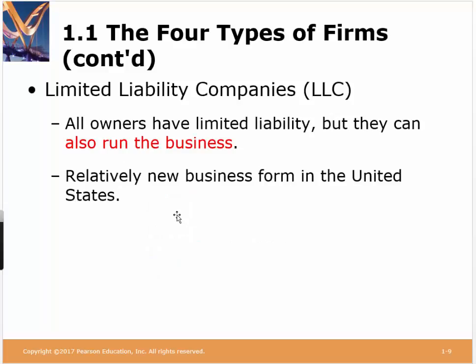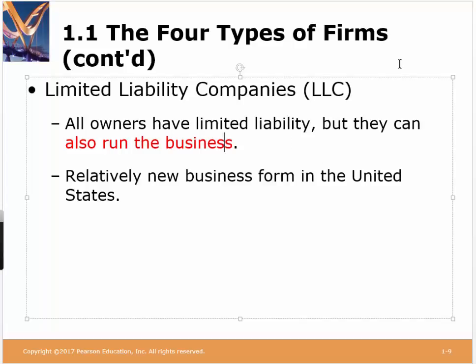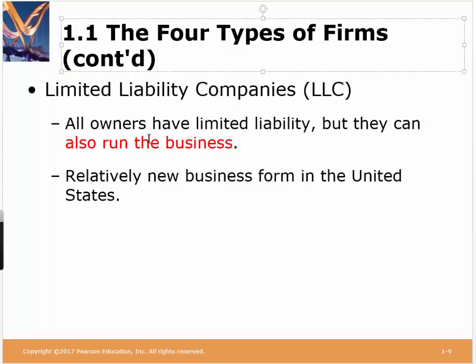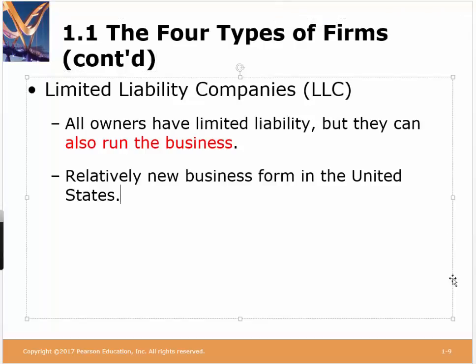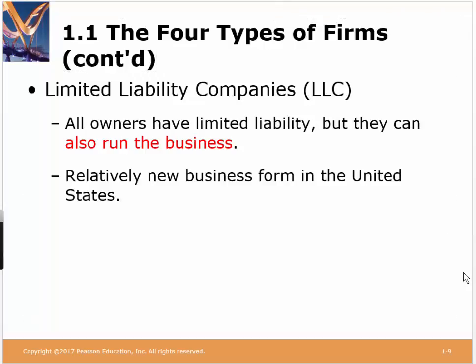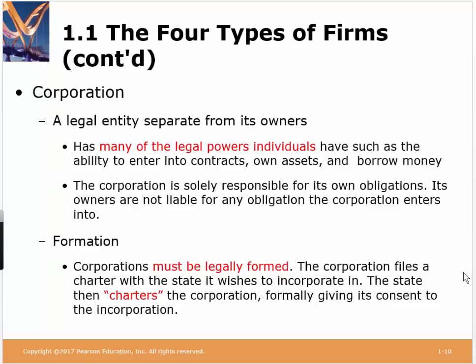A new type of business that has been created is something called an LLC. Again, this is essentially a hybrid between a sole proprietorship, a partnership, and the concept of limiting risk. Here, all the owners are going to have limited liability, but all these owners can actually run the business. So now we've moved away from a silent partner to a situation where everybody can run the business. And again, this is a relatively new type of business.